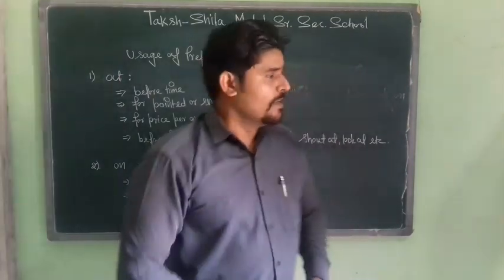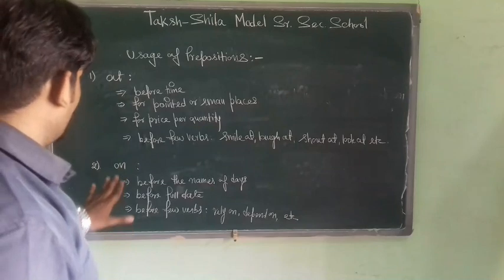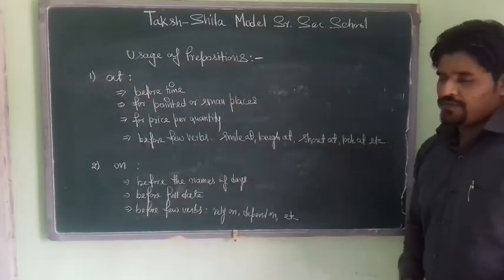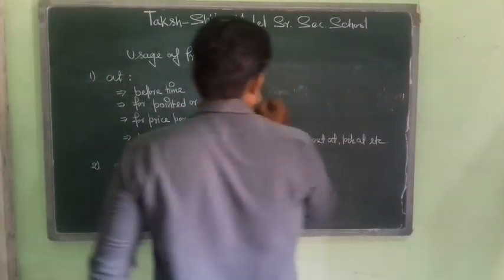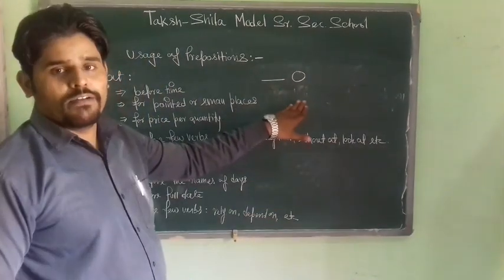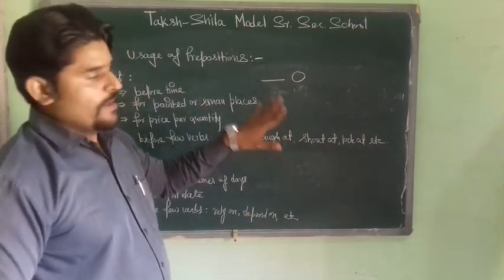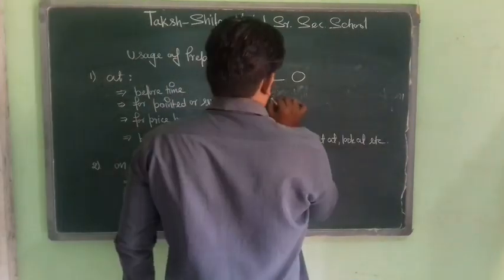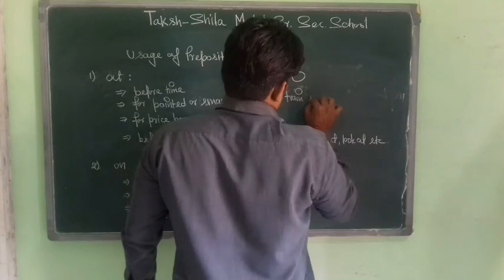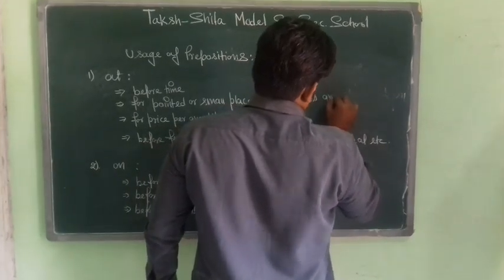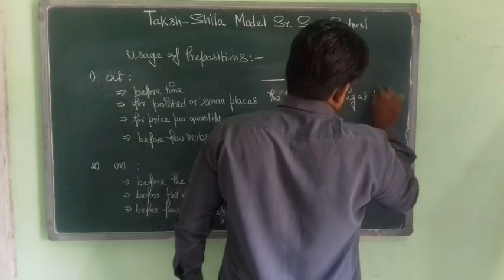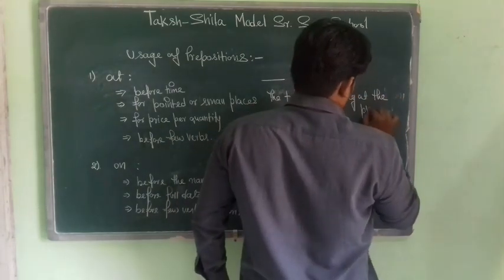So let's begin. Students, I have written 2 prepositions on the board. First one is at, second one is on. Now let us first of all discuss where at is used. At is used when there are 2 objects and both objects are next to each other, right? For example, the train is arriving at the platform.